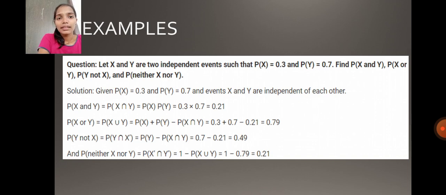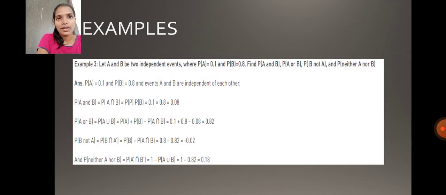And P neither X nor Y is equal to probability of X not intersection Y not, that is equal to 1 minus probability of X union Y. We can get the answer as 0.21.